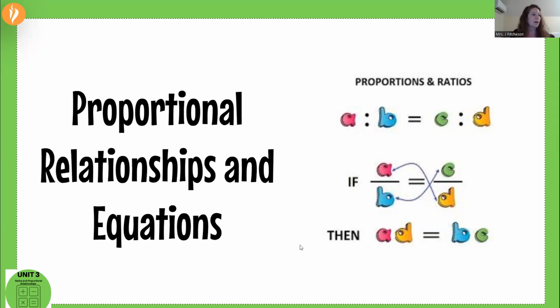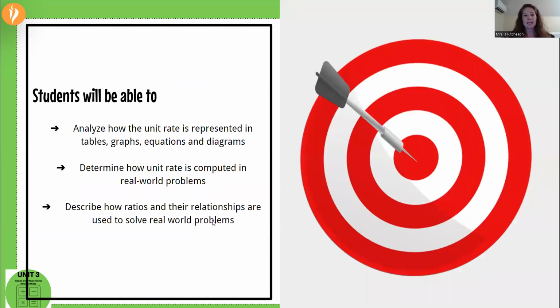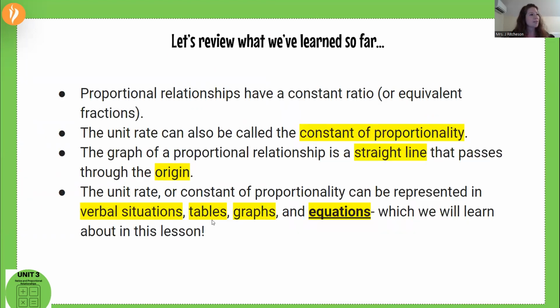We will meet together at our regularly scheduled time, okay? All right, so today we're going to continue with our discussion about proportions. We're going to talk about equations today. That's our main focus. These are our standards of excellence and our learning targets.